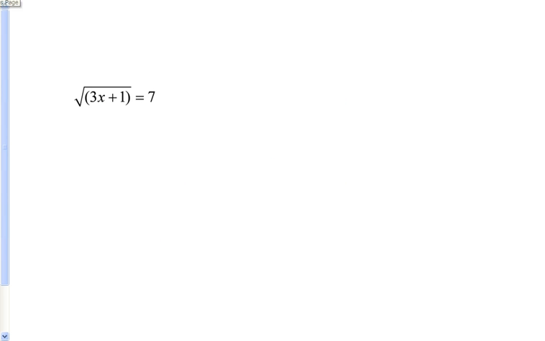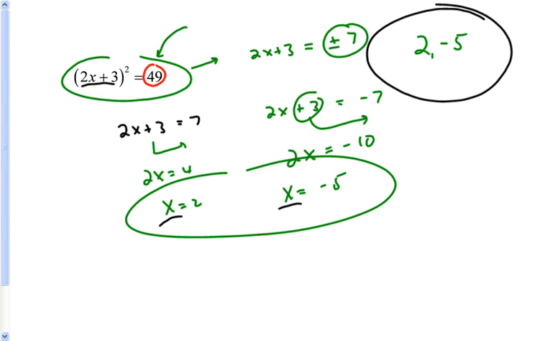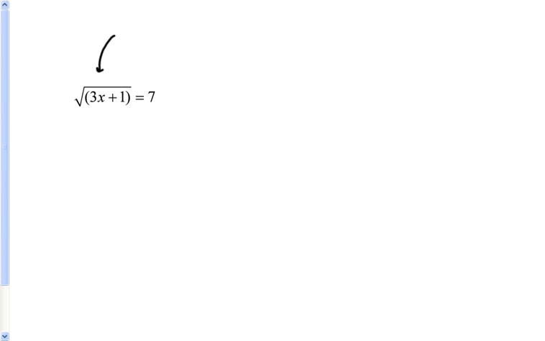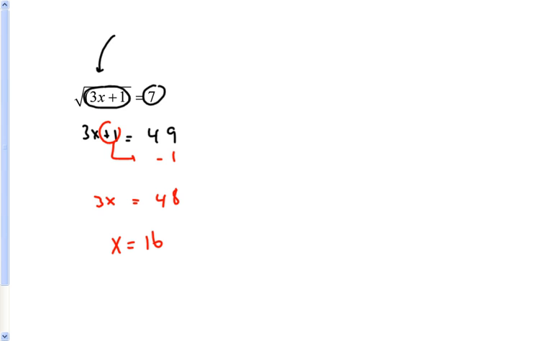Alright, now the last one we took the square root because I already had a squared symbol. So in this next one, I've already got a square root, so instead of taking the square root, I'm going to square it. 3x plus 1 equals 49. In other words, what number could I have on the inside so that when I took the square root, I got 7? And the answer is 49. Here we go, letters to the left, numbers to the right. -1. 3x is 48. X is 16.